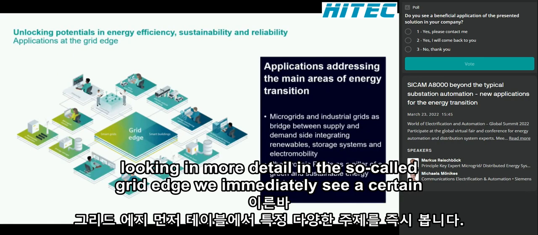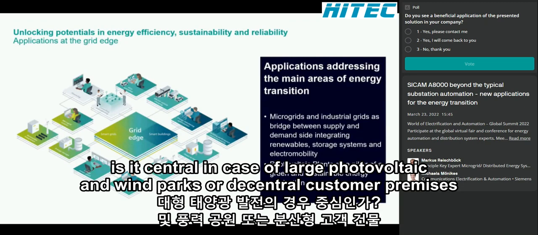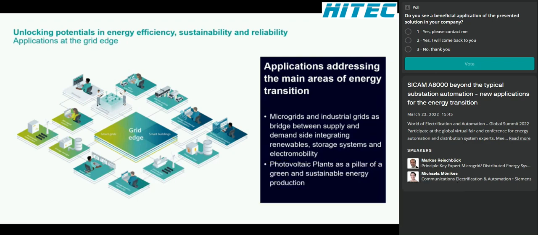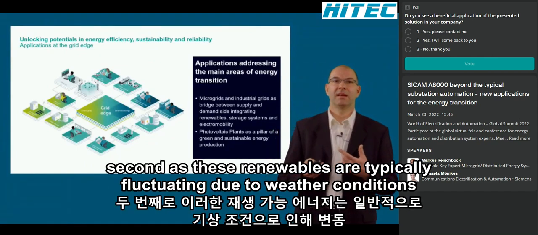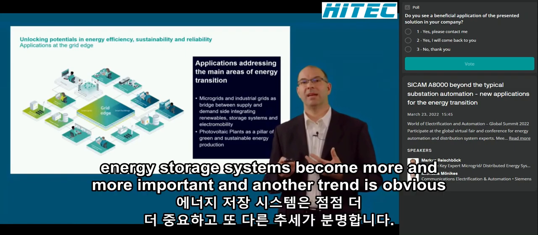Looking in more detail at the so-called grid edge, we immediately see a certain variety of topics on the table. First, the energy production by renewables, mainly wind and solar. Is it central in case of large photovoltaic and wind parks, or decentral on customer premises? Second, as these renewables are typically fluctuating due to weather conditions, energy storage systems become more and more important.